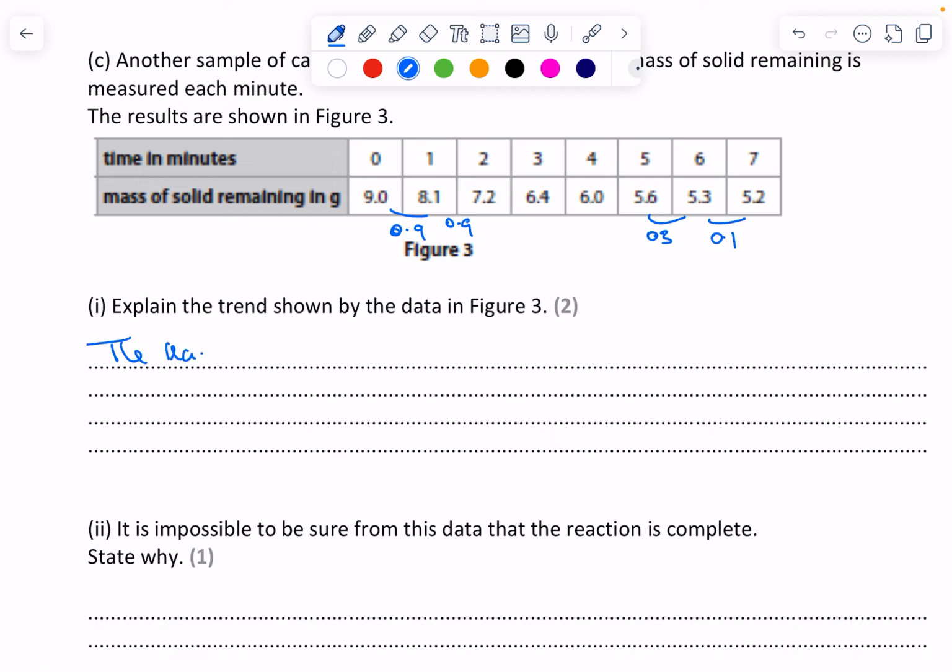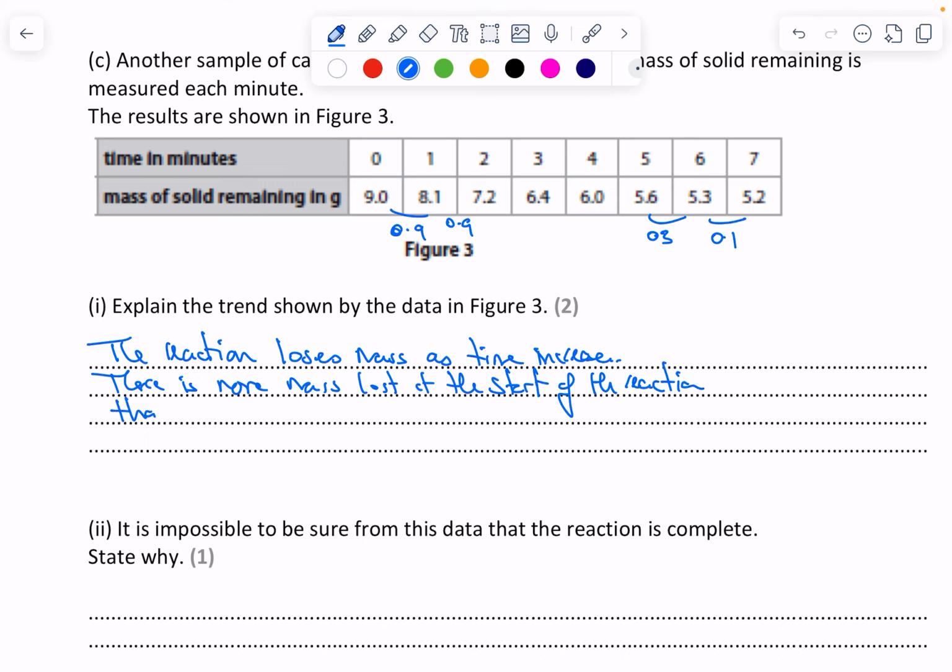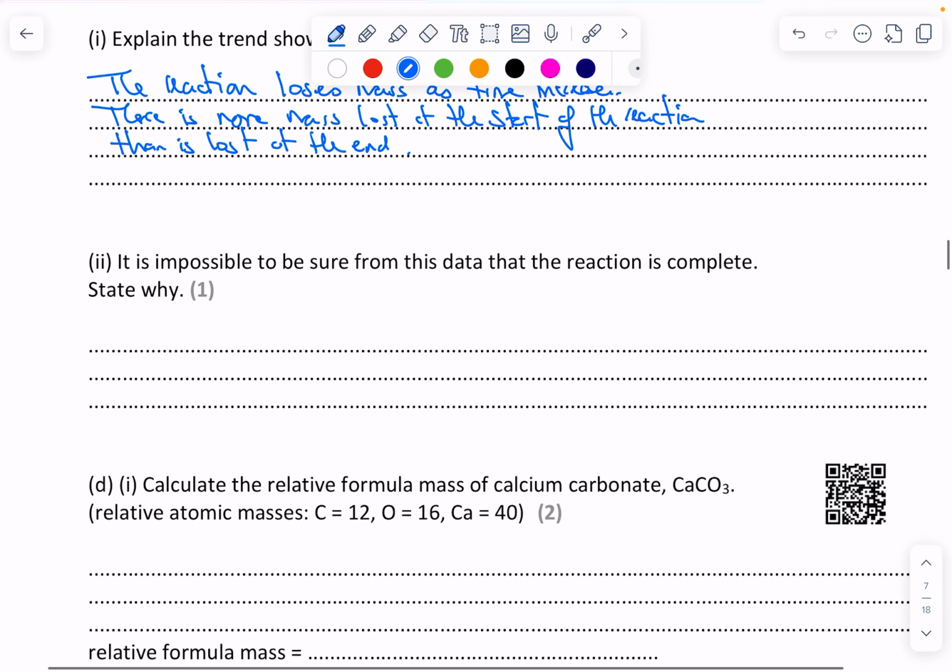that the reaction loses mass as time increases. There is more mass lost at the start of the reaction than is lost at the end. Okay? It's impossible to tell from the data, it's incomplete.